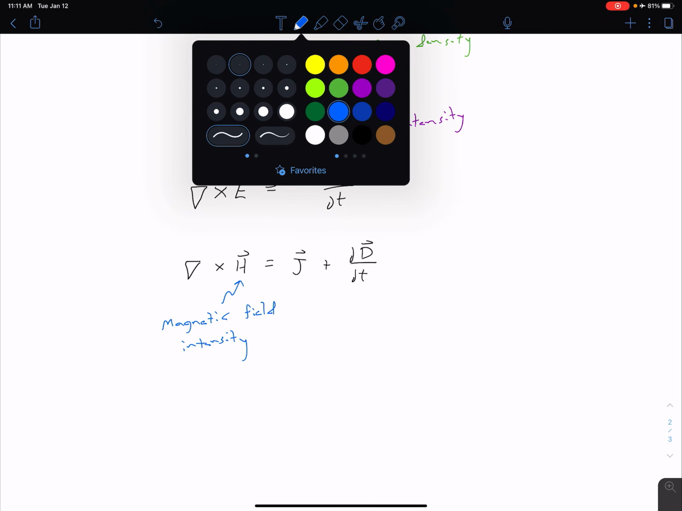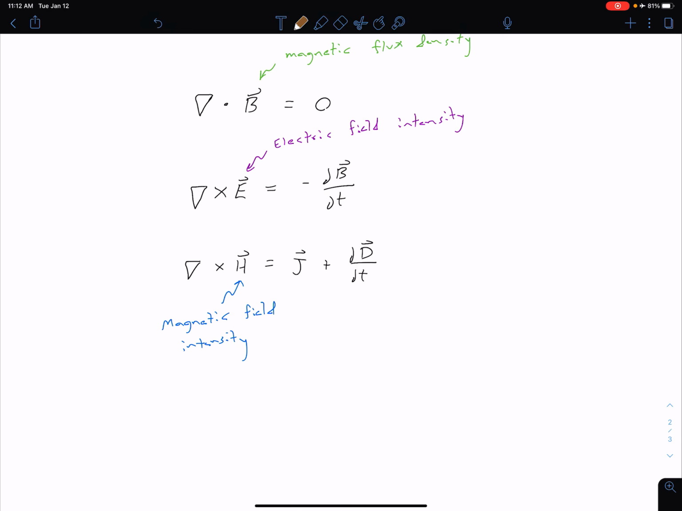And then finally, our last term here is our J, which we should be familiar with from some other classes. This is just our current density. And so that's defined the same general idea as what we've used before with current density. How much current do we have in a given volume?